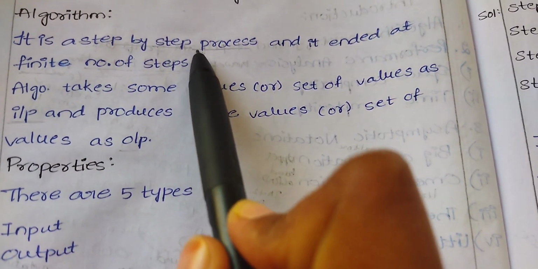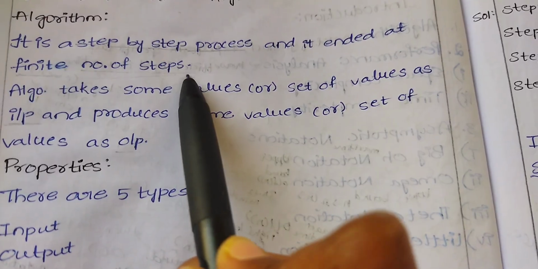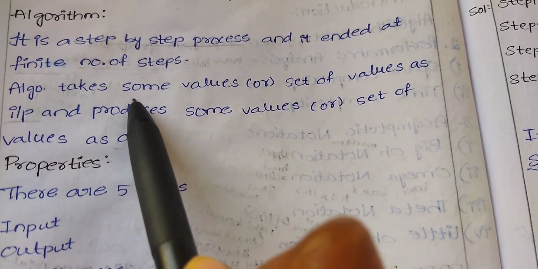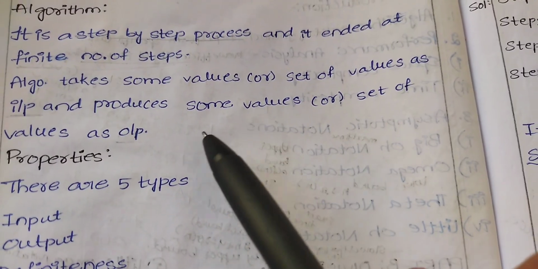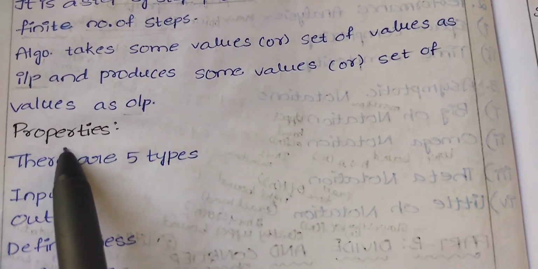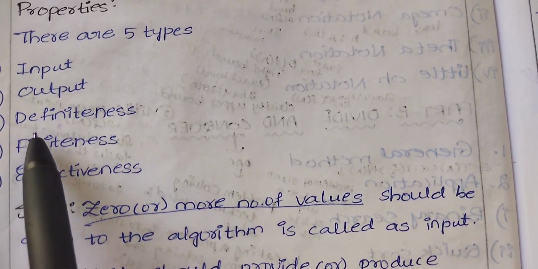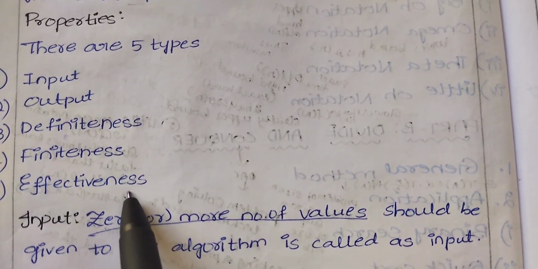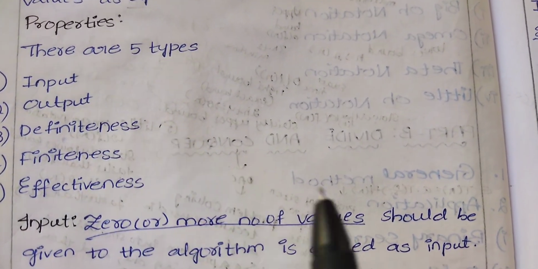It is a step-by-step process and it ends in a finite number of steps. An algorithm takes some values or a set of values as input and it will give output values. It has 5 properties: input, output, definiteness, finiteness, effectiveness. These are 5 important properties of algorithm.